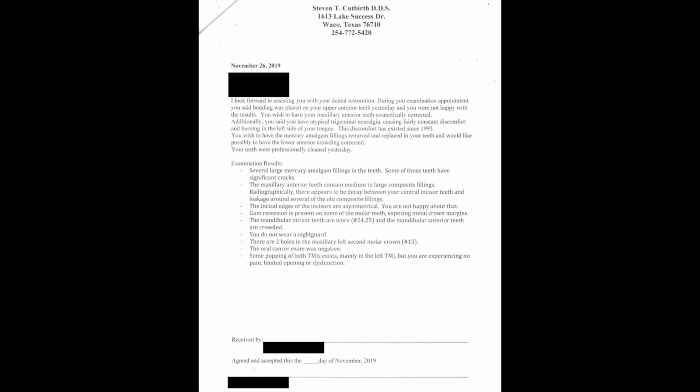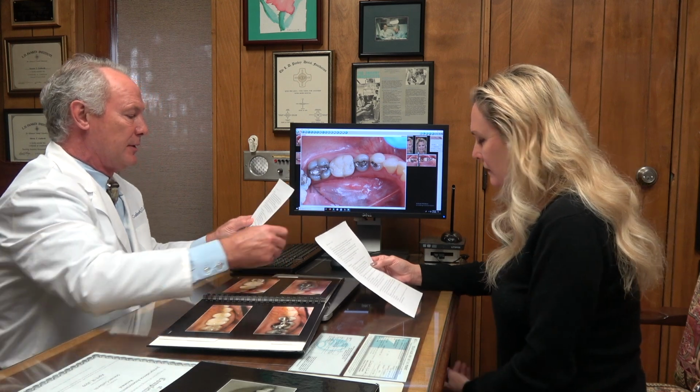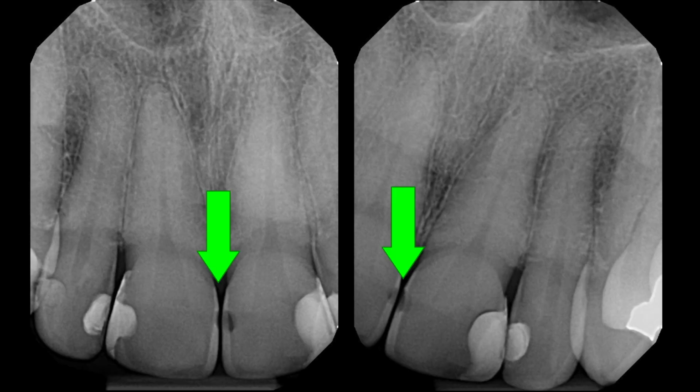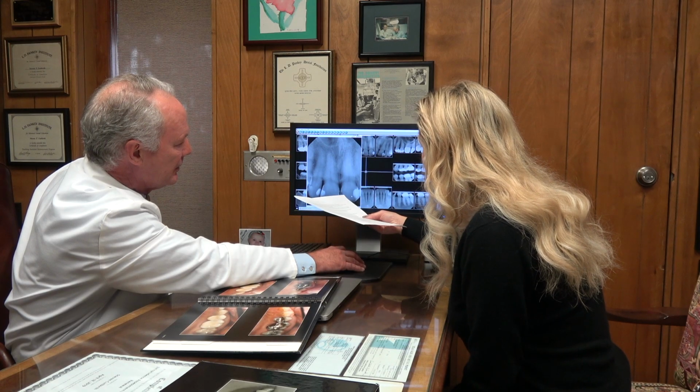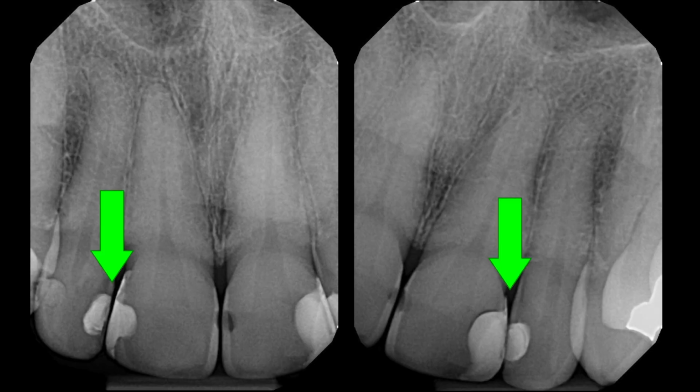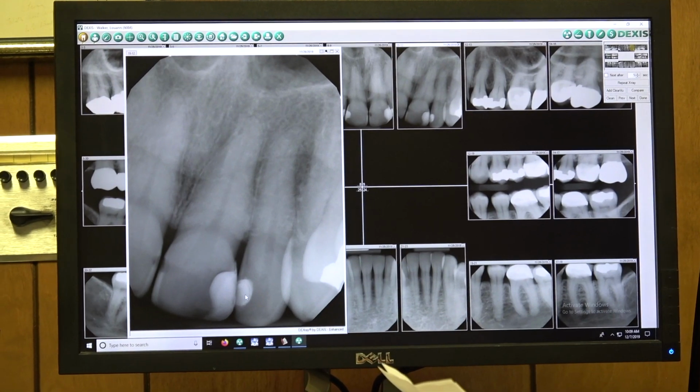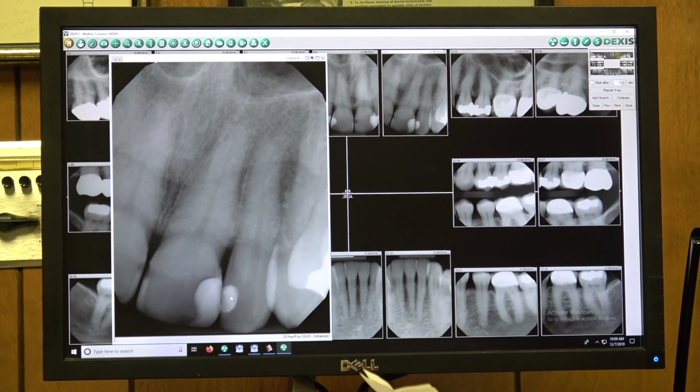Radiographically, there appears to be decay between your central incisor teeth and leakage around several of the old composite fillings. You can see this is decay, and then you've got some pretty good sized fillings on these other teeth. Another reason we're considering veneers on those teeth.